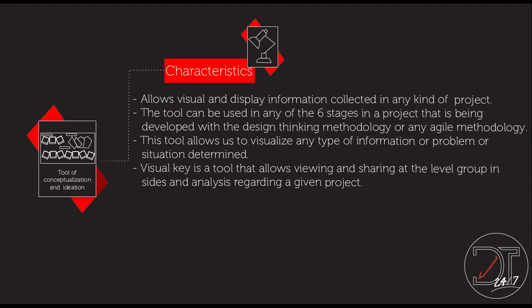The tool can be used in any of the six stages in a project that is being developed with the design thinking methodology or any other agile methodology. These tools allow us to visualize any type of information, problem, or situation that is being determined. Visual Key is a tool that allows viewing and sharing all the information in a group. The idea is that everyone can understand what is going on.